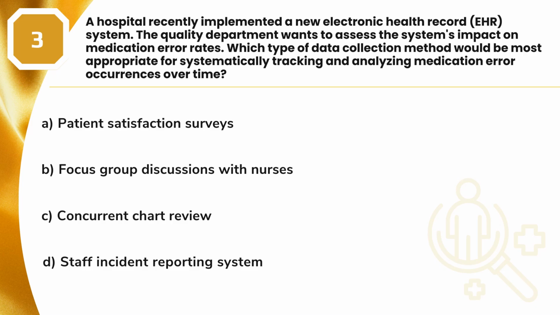The quality department wants to assess the system's impact on medication error rates. Which type of data collection method would be most appropriate for systematically tracking and analyzing medication error occurrences over time? A. Patient satisfaction surveys. B. Focus group discussions with nurses. C. Concurrent chart review. D. Staff incident reporting system.